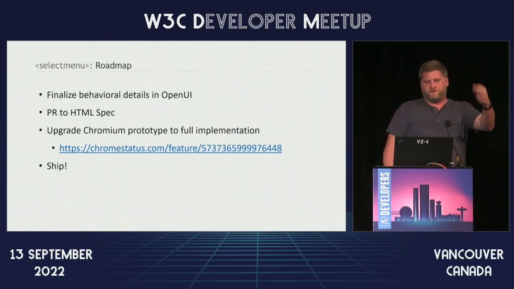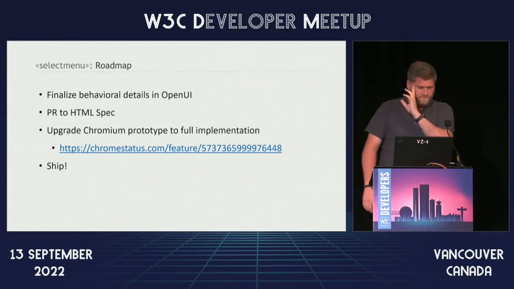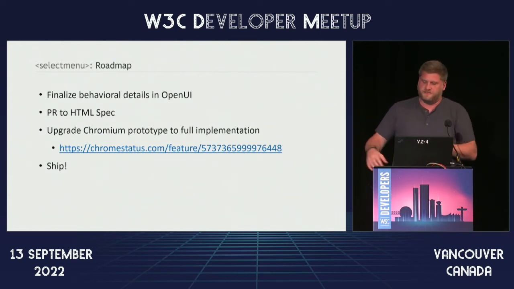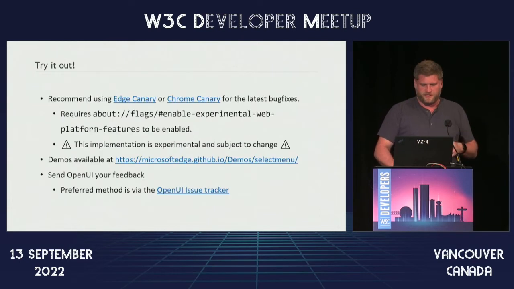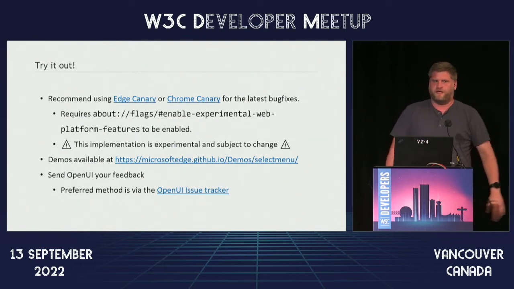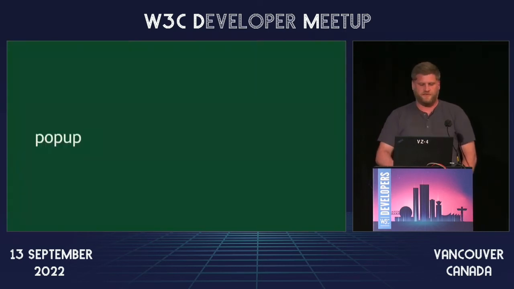So the roadmap: finalize the details, PR into the WHATWG HTML specification, and then upgrade the Chromium prototype to match these enhancements, and then ultimately ship it. In order to try this out, go into any Chromium browser, enable the experimental web platform features, select menu. Please go mess with it, ping us, file issues with us, hit us up on Twitter, stoked to see what you guys come up with.